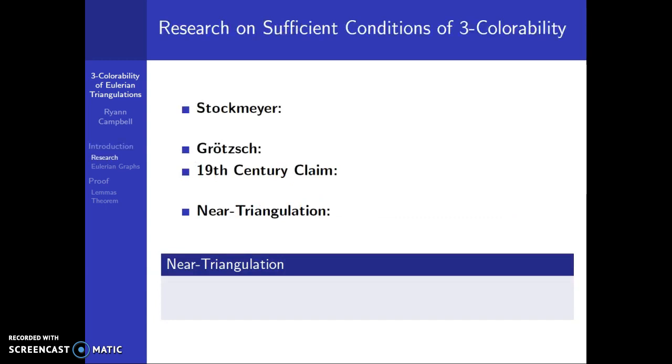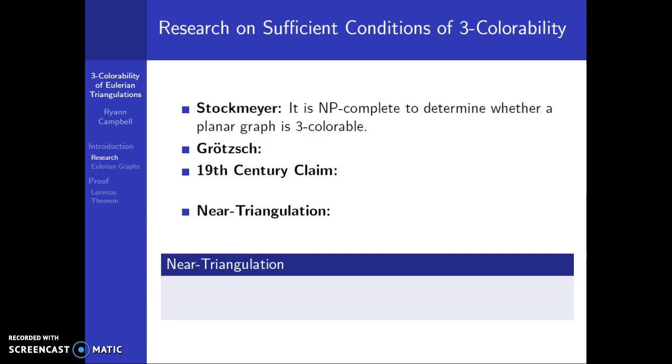Included here is some research about three-colorability and why we actually only care about sufficient conditions. Stockmeyer proved that it is NP-complete to determine whether a planar graph is three-colorable. So mathematicians have instead spent their efforts finding sufficient conditions for three-colorability. By Grötzsch's theorem, triangle-free planar graphs are three-colorable. But what about planar graphs with triangles? That is something we are going to focus on today.